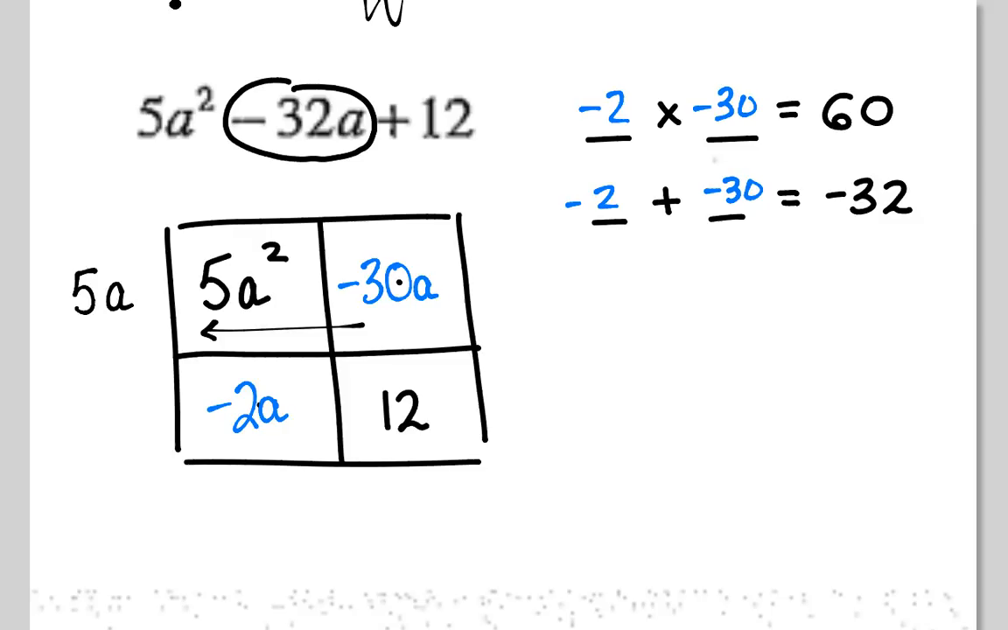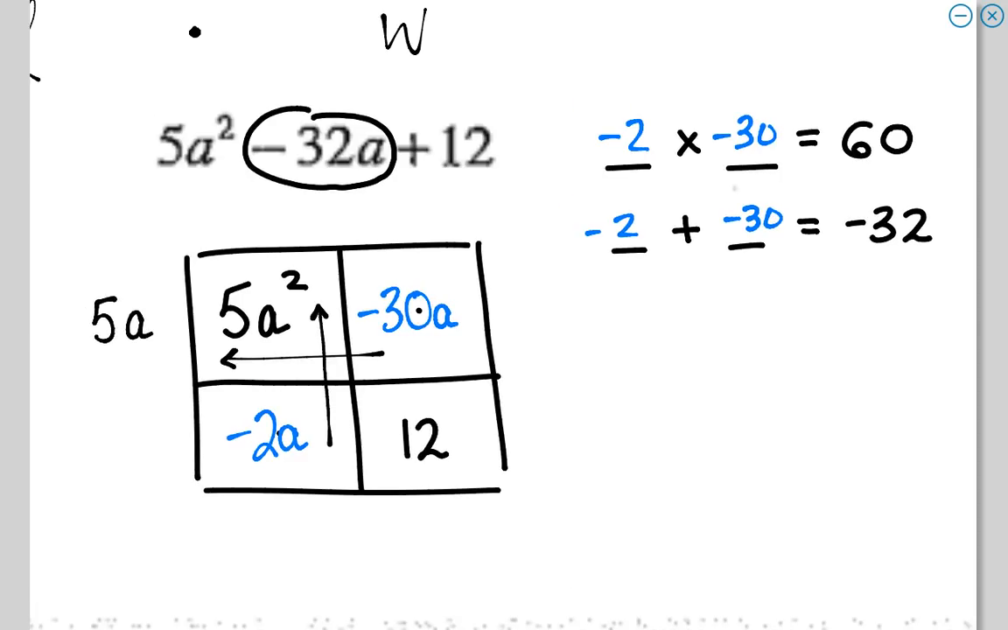Now think about this. What would have to go at this spot to make a 5a squared when you multiply? And what's the GCF for this column? What's the only thing in common for the first column? A. Okay, well think about this spot. How are you going to make 30 negative when you have a 5a? What do you have to times by? 5 times something gives minus 30. What goes here? Negative 6.